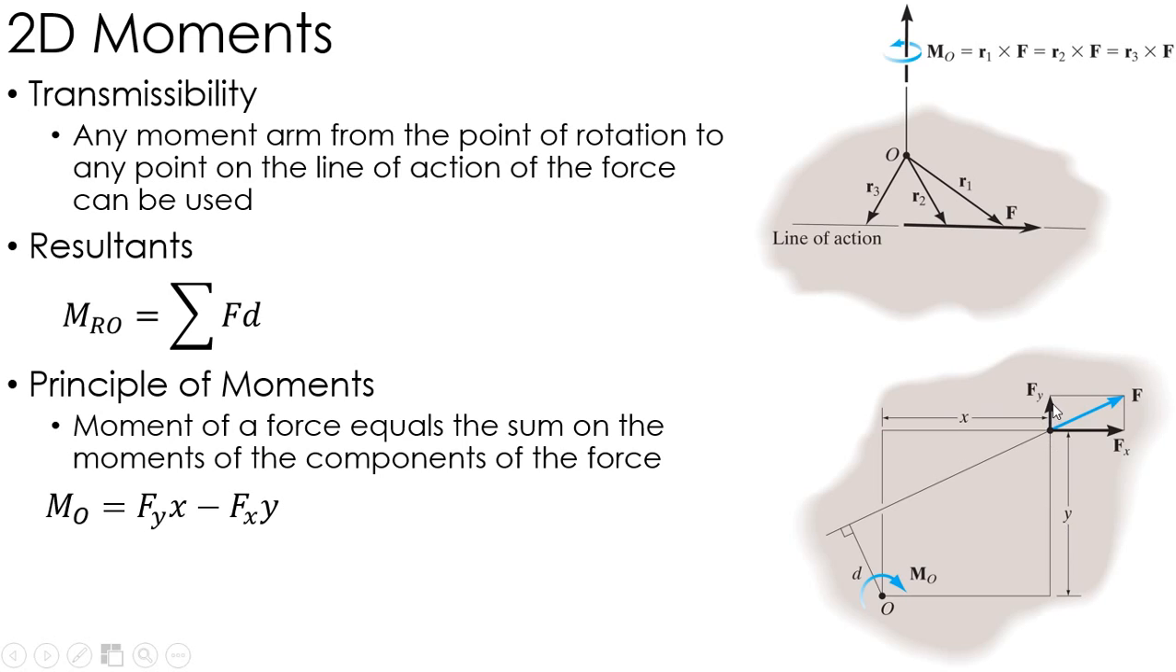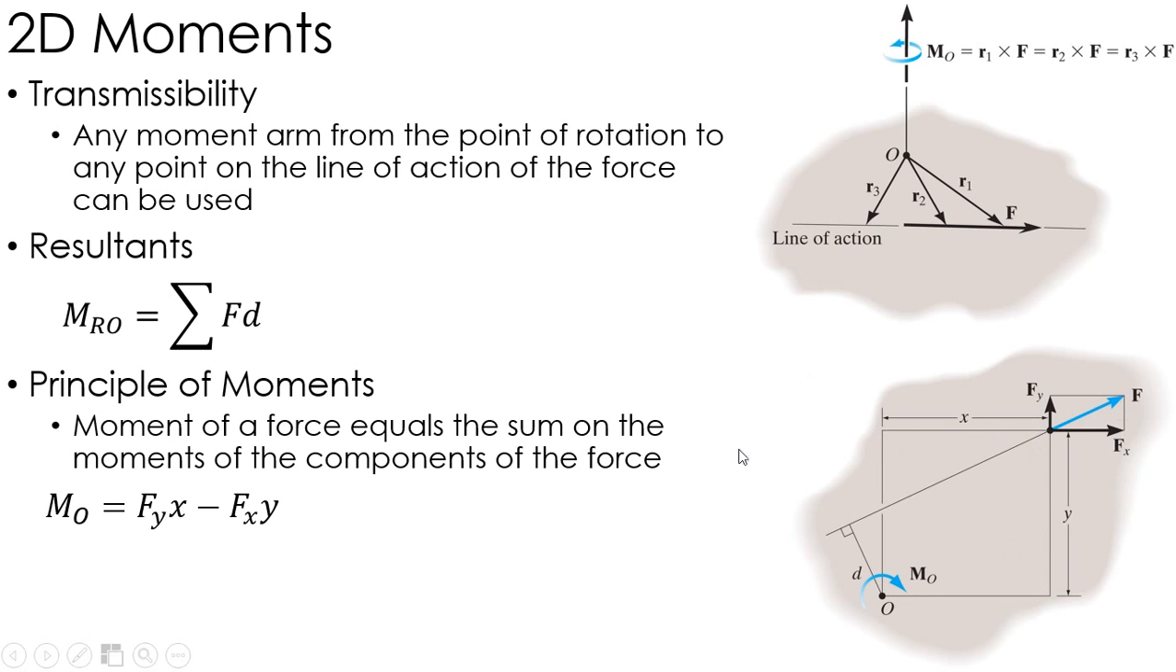Similarly, my vertical force, Fy, has a line of action all the way along this vertical line. Using the transmissibility idea, I can draw a moment arm from O to that vertical line of action. That would be a distance x. Using the resultants idea, I sum up those 2 moments to get the total moment of F. So I take the vertical force times the horizontal distance, which gives me 1 component of the moment. Then I take the horizontal force times the vertical distance. So I get x times Fy and y times Fx.